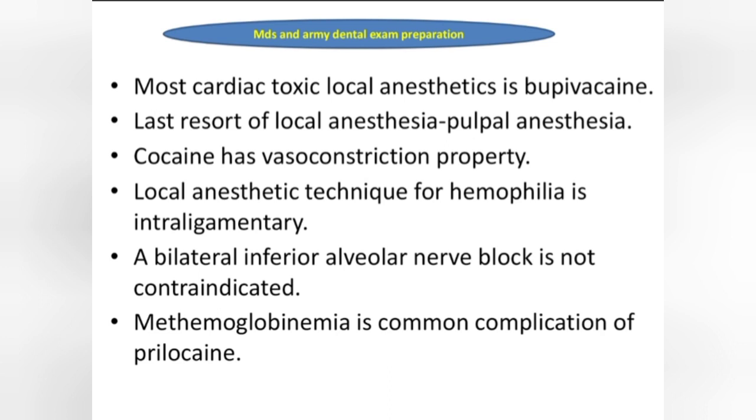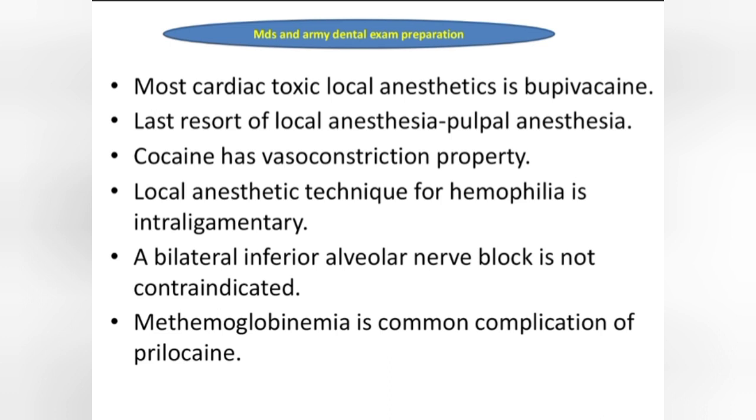And in case of hemophilia, nerve block is contraindicated. In case of bilateral inferior alveolar nerve block, this is not contraindicated. Don't get confused, I'm talking about hemophilia. In case of hemophilia, nerve block is contraindicated due to massive, uncountable bleeding, and the local anesthetic technique used for hemophilia is intraligamentary.